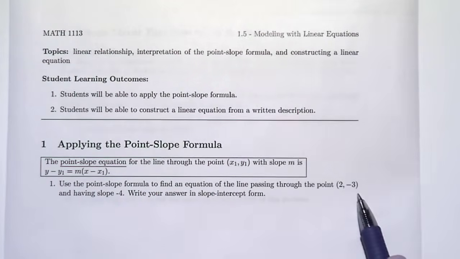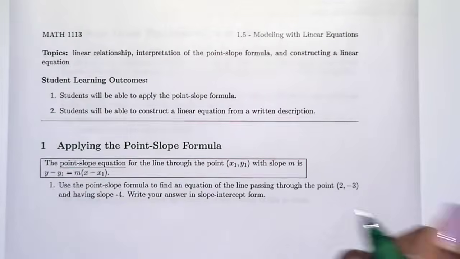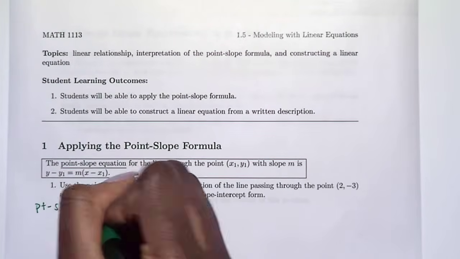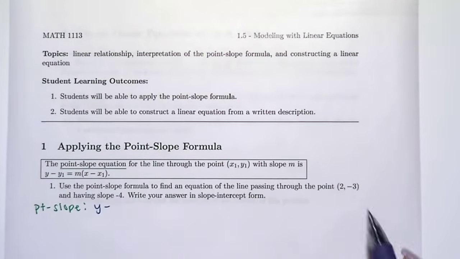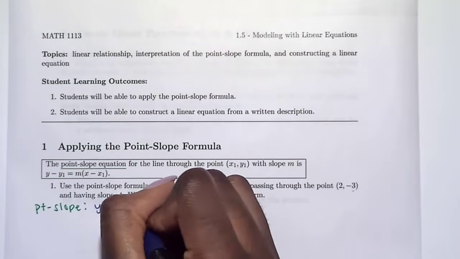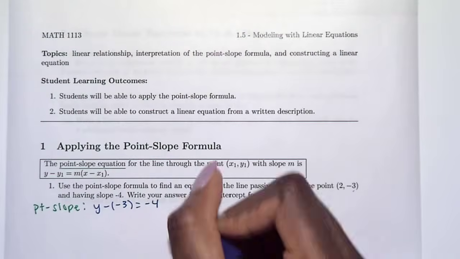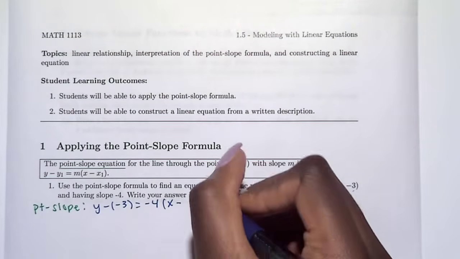So we're given a point, we're given a slope. That means we can use point-slope formula right away. Okay, so let's start with point-slope. We're just using this equation up here, which is y minus the y value we were given. So that's -3, equals our slope, times x minus the x value we were given. So that's 2.